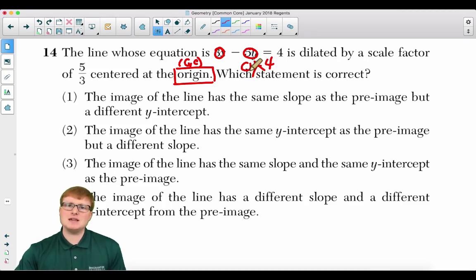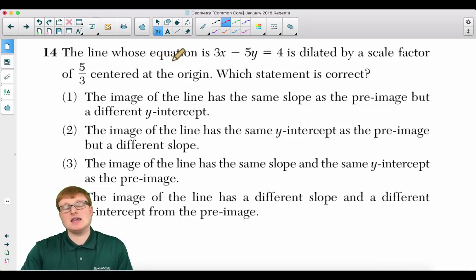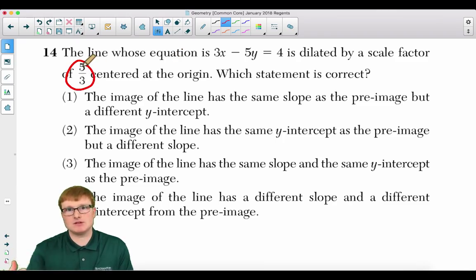No, it's not. So that means we know for sure that the origin is not on the original line, meaning that it's actually being dilated. Okay, so far so good. It's dilated. Great. So we know that the image is going to be 5/3 bigger than the original line.